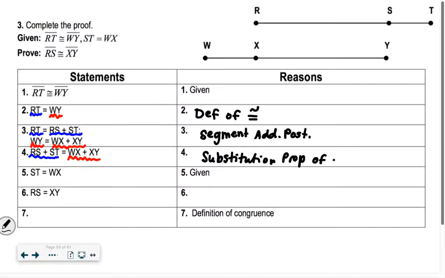Substitution property of equality. All right, and then we say, well, given ST is equal to WX. Here's where it gets tricky. So I'm going to give you a couple seconds to think about it. ST is equal to WX.